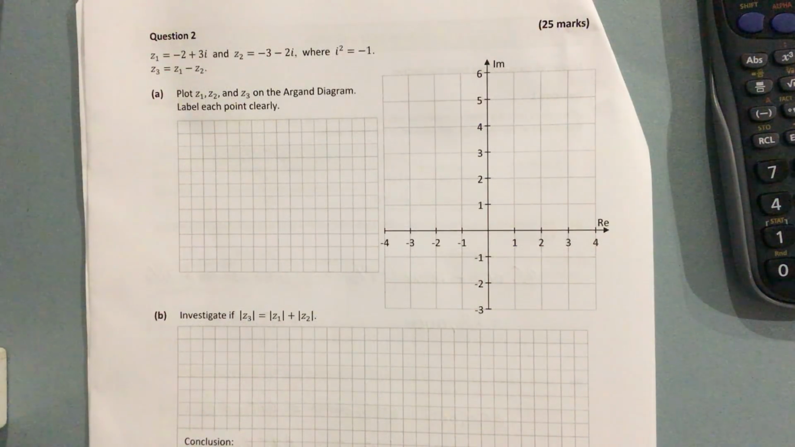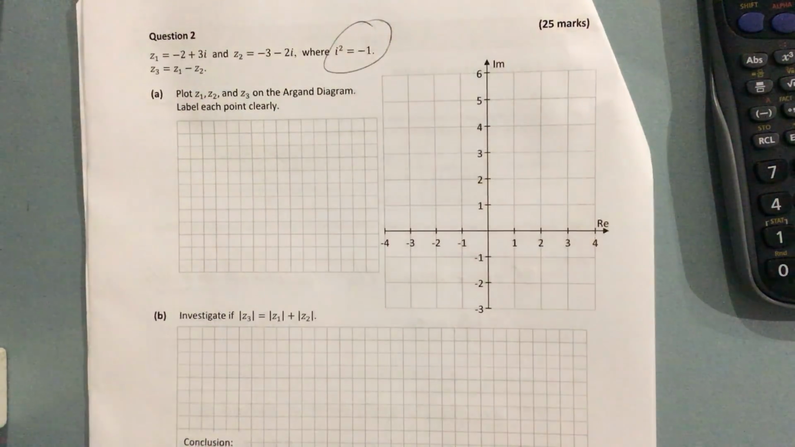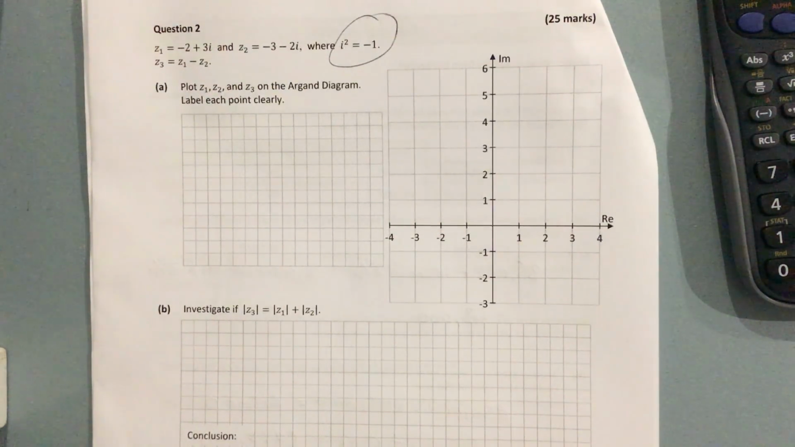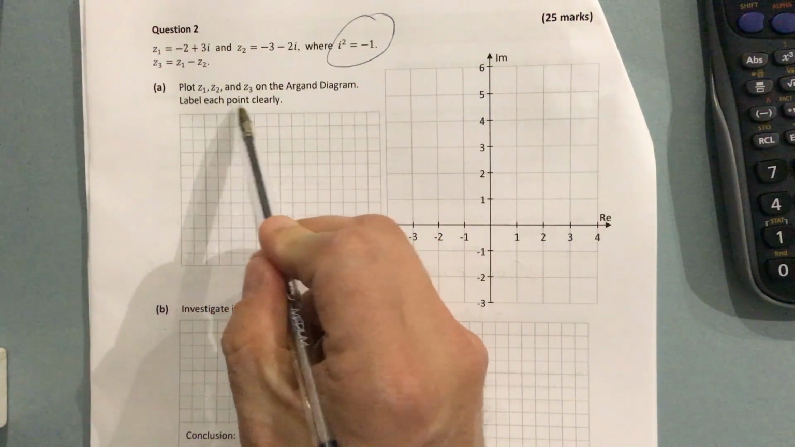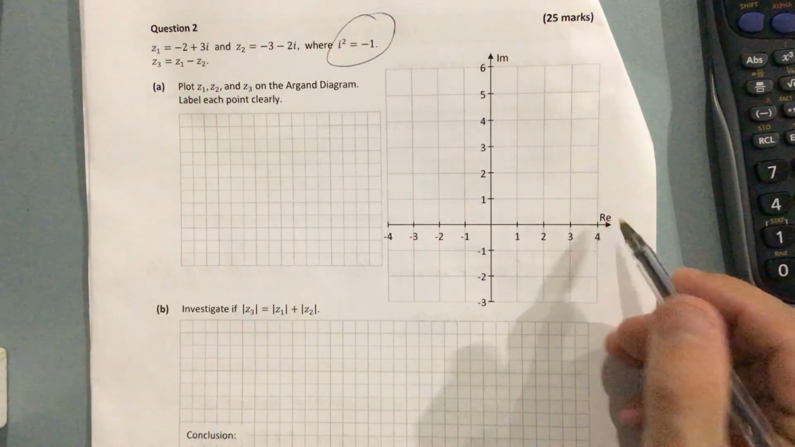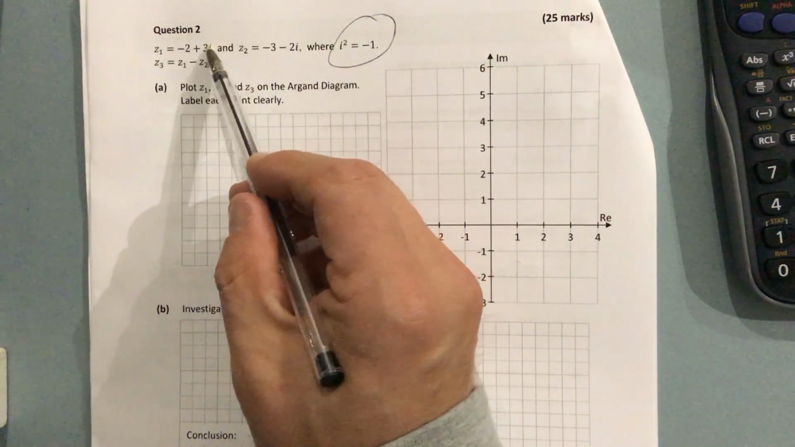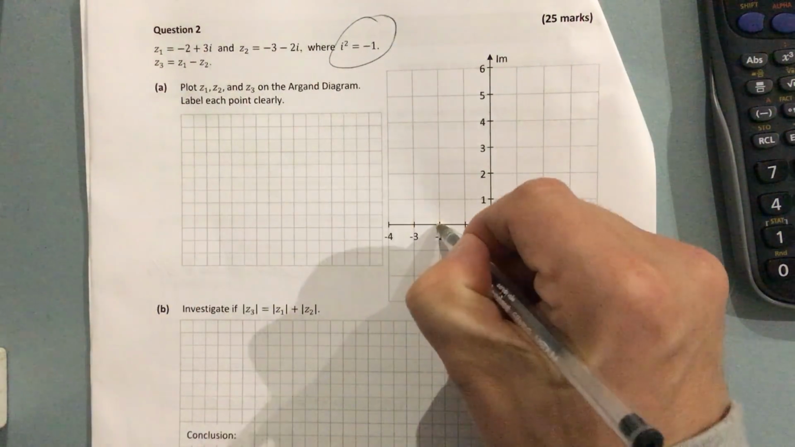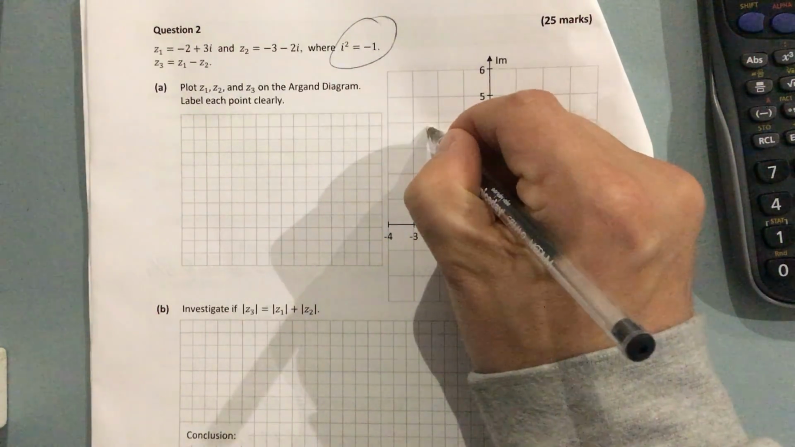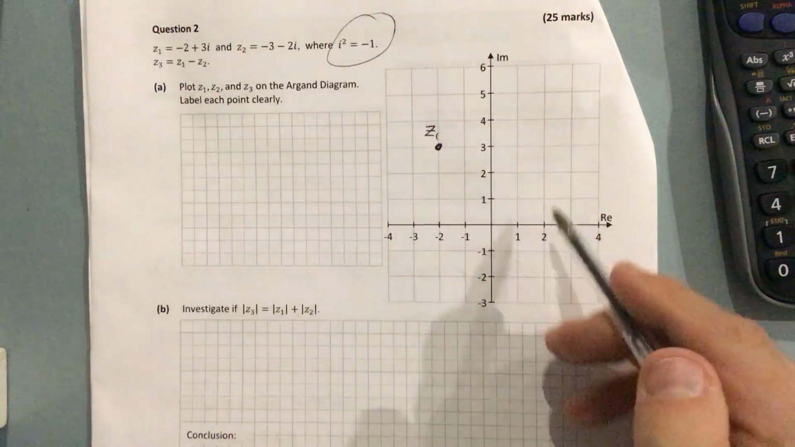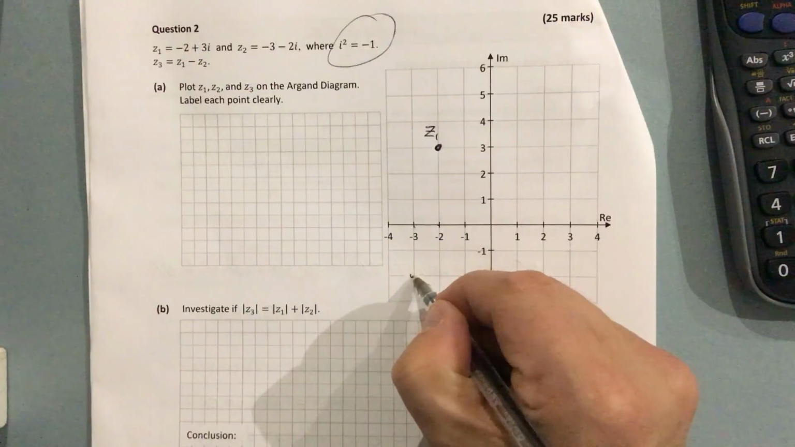Okay, so question 2 then is on complex numbers. This is one of the key components of any complex numbers: i squared is equal to -1. Plot Z1, Z2 and Z3 on the Argand diagram, label each point clearly. This is your real axis there, and this is your imaginary axis there. The first component of your complex number is real, the second part is imaginary. So Z1 is -2 on the real, and 3i on the imaginary. So that's Z1. Z2 is -3 and -2i on the imaginary. So that is Z2.